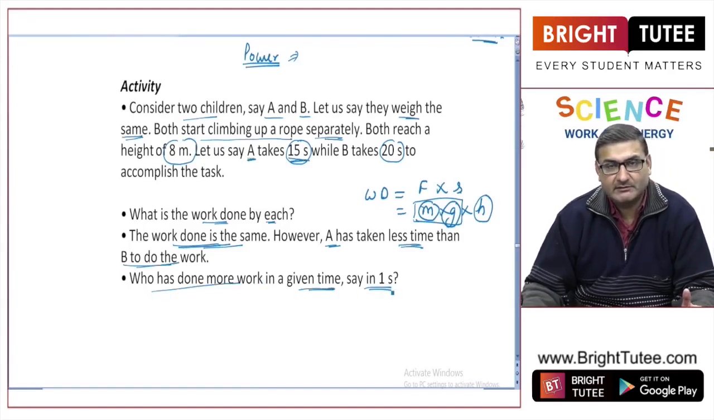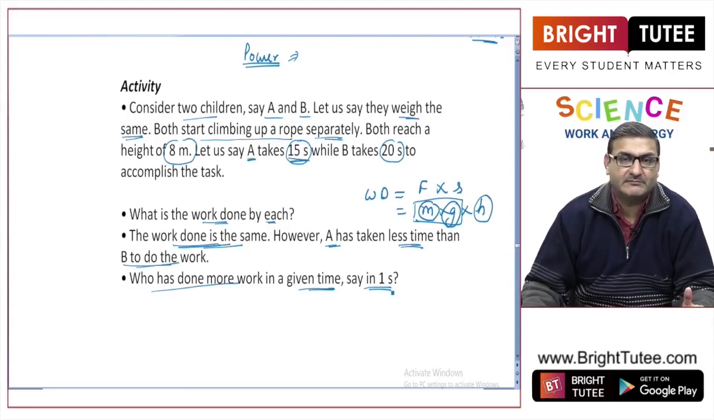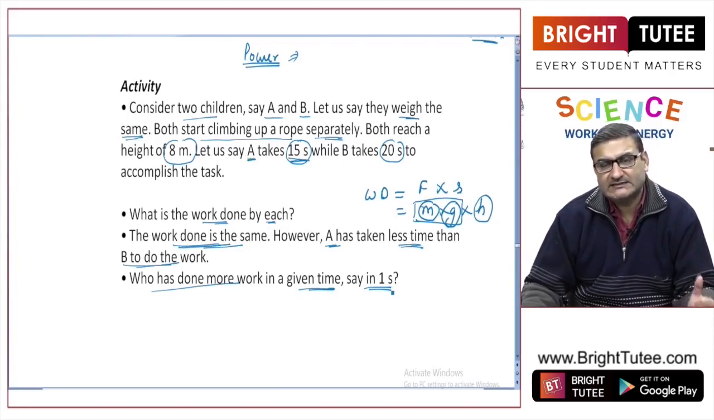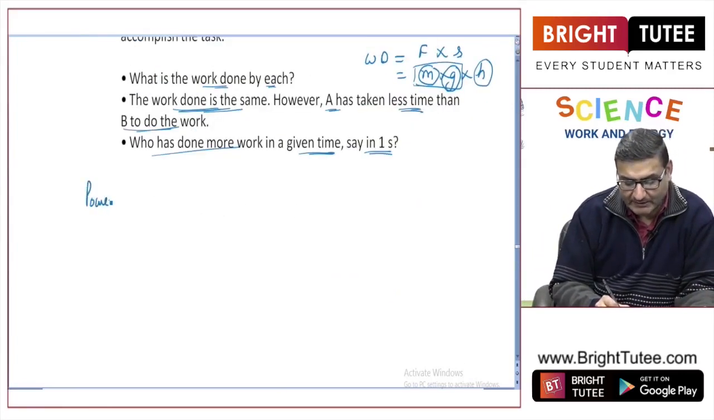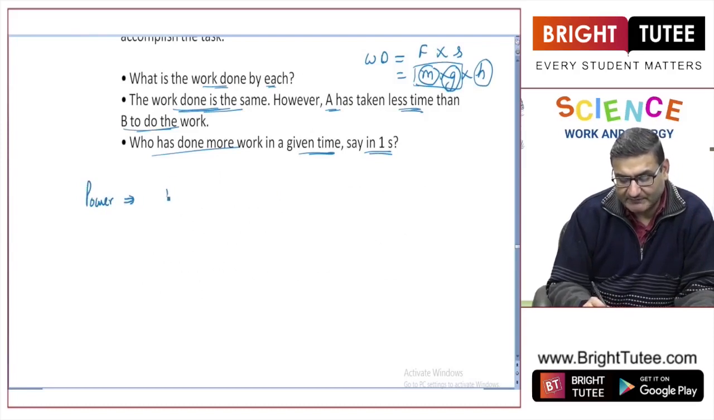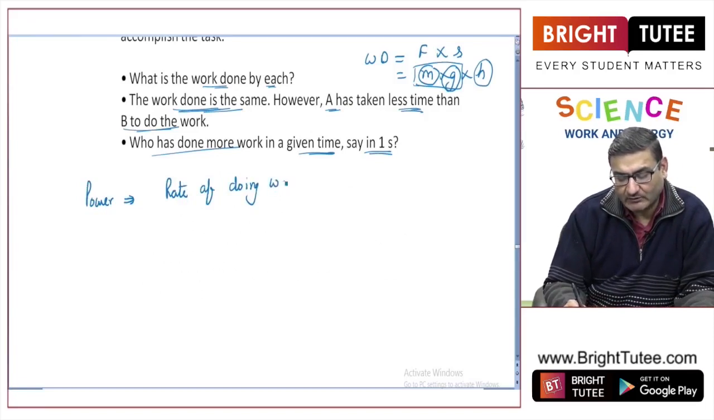And how is he able to do that work in that lesser time? Because he must have got more power. So what exactly is this power? When we relate power, we say that power is the rate of doing work. Let us try to relate what exactly power is. Power is defined as the rate of doing work.